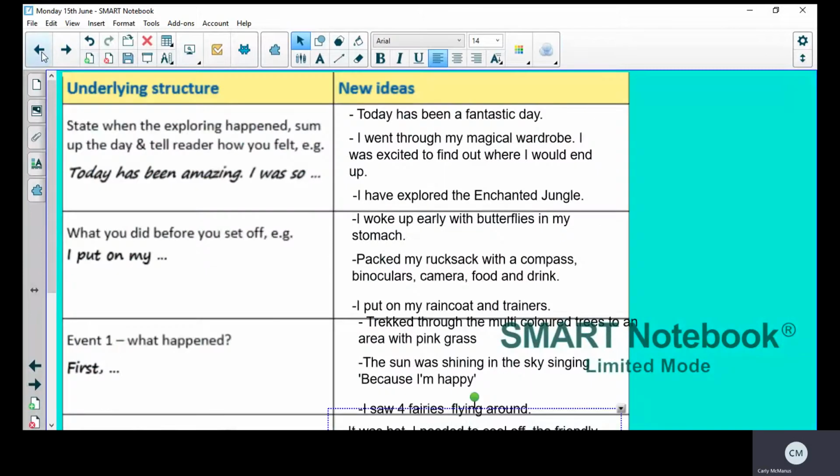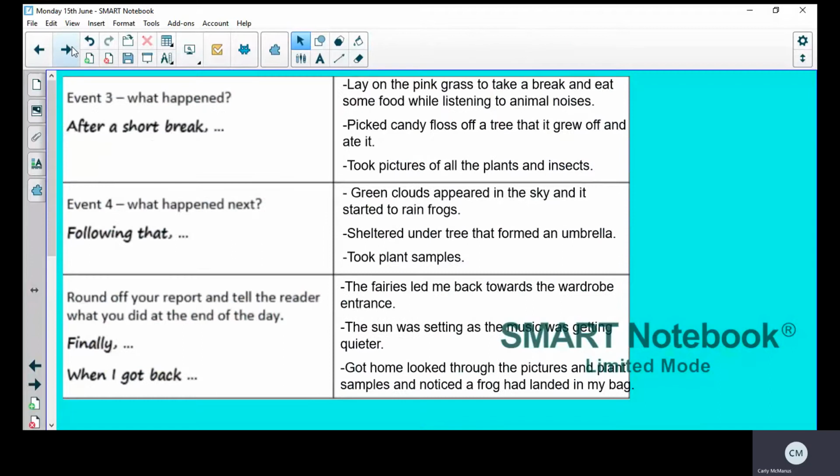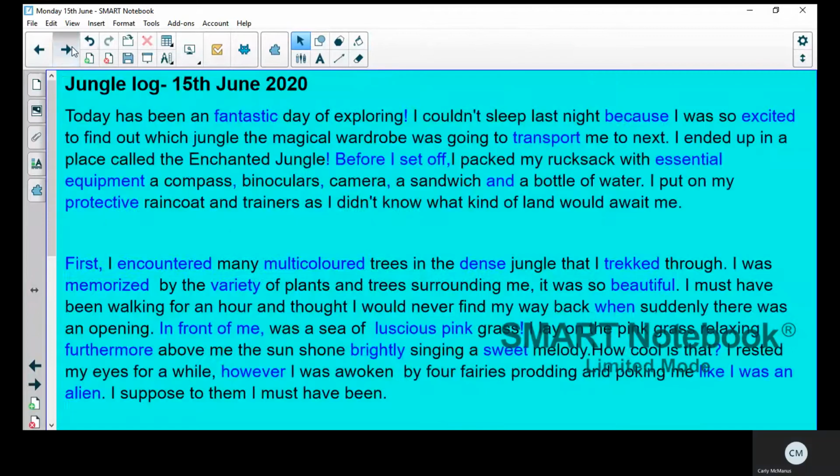and then my first paragraph I used my plan. So I said in the first bit that I was going to say today I had a fantastic day, I went through my magical wardrobe, I was excited to find out where I would end up, and I've explored the enchanted jungle. So I was looking at those 3 bullet points, but I need to extend them into sentences.